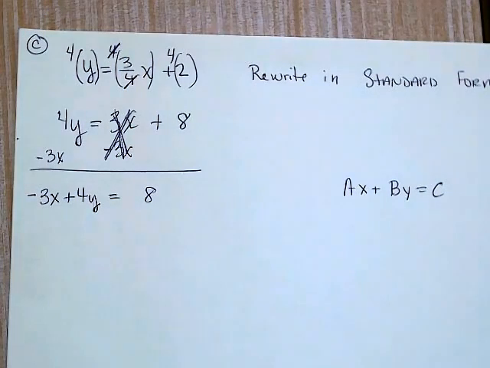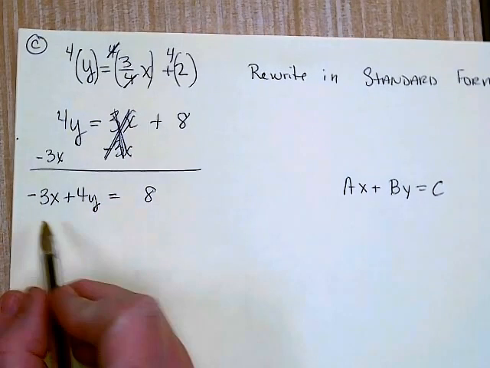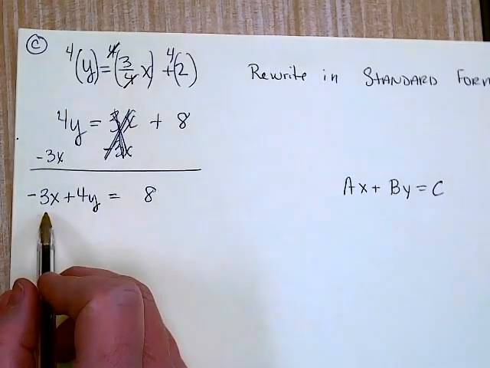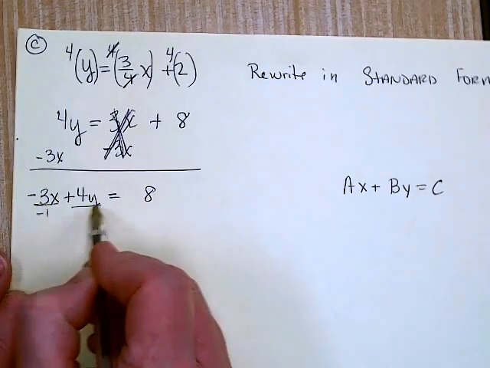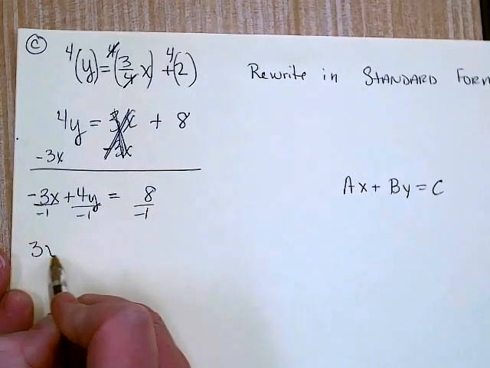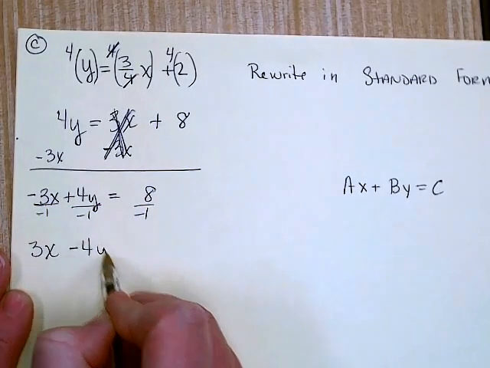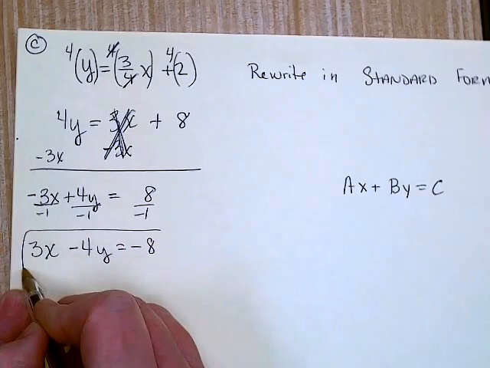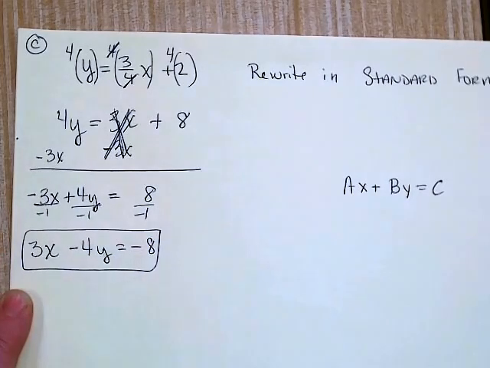Now, for this class this year, that's perfectly fine. But when you get to college algebra, they're going to want this to start out being a positive number. So you're going to divide everything by negative 1, and it's going to say 3x minus 4y is negative 8. This is your standard form.